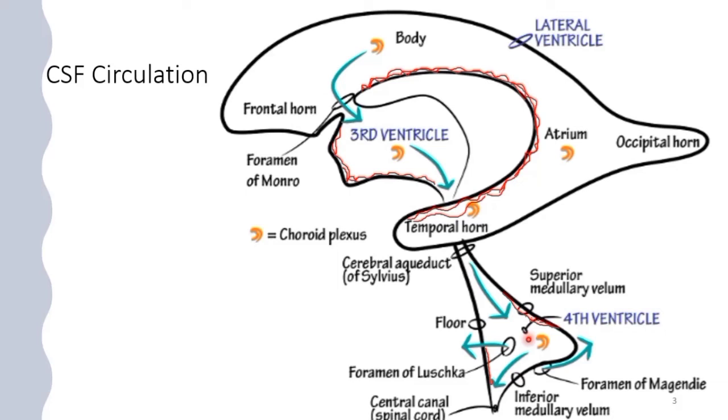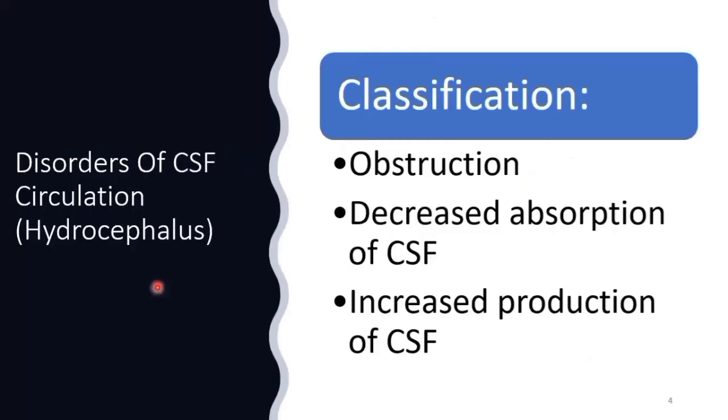Now moving forward with CSF absorption. CSF is absorbed from the arachnoid villi into the dural venous sinuses, then into the blood circulation. About 80 to 150 ml of CSF is present and it is produced and absorbed 3 to 4 times per day. So a total of 500 ml of CSF is produced daily.